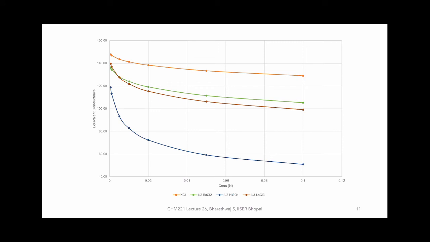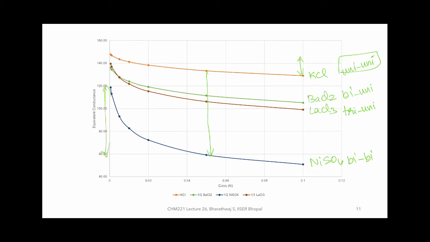On the other hand, when you're taking a look at KCl with respect to BaCl2, lanthanum chloride and nickel sulfate, KCl is a uni-uni electrolyte. On the other hand, you have a bi-uni electrolyte in BaCl2, a tri-uni electrolyte in lanthanum chloride, and a bi-bi in nickel sulfate. What you're able to see is that the drop from uni-uni to bi-bi is the largest, meaning that as you keep changing the concentration of the electrolyte, the drop seen by uni-uni is much lesser than the drop observed by bi-bi.